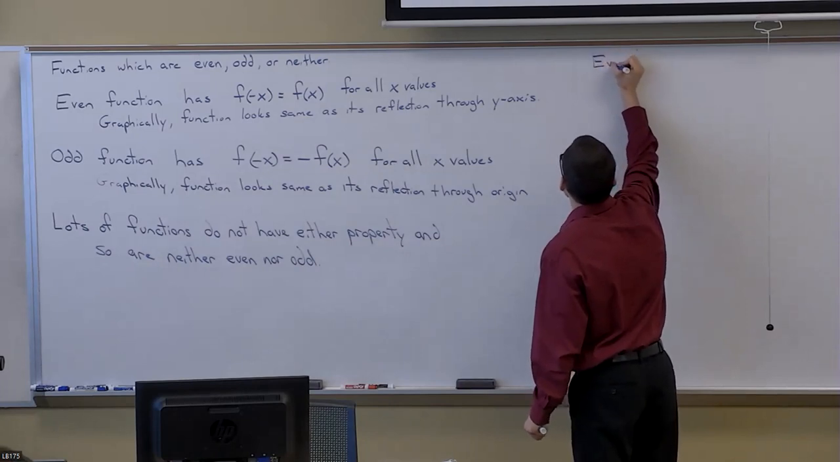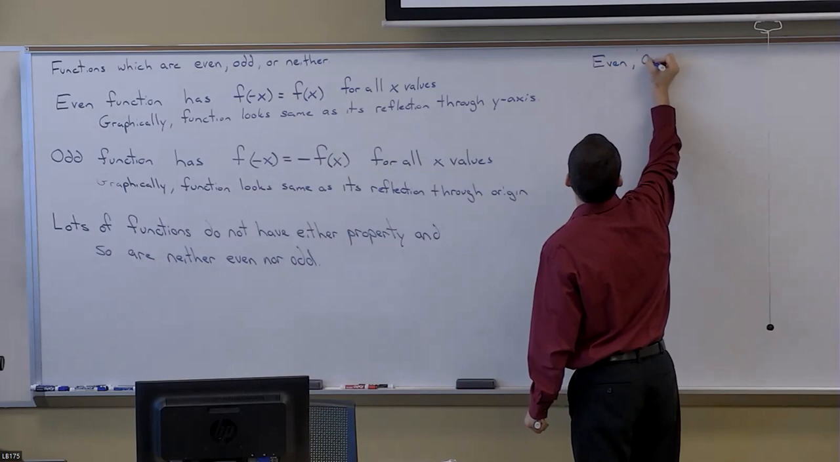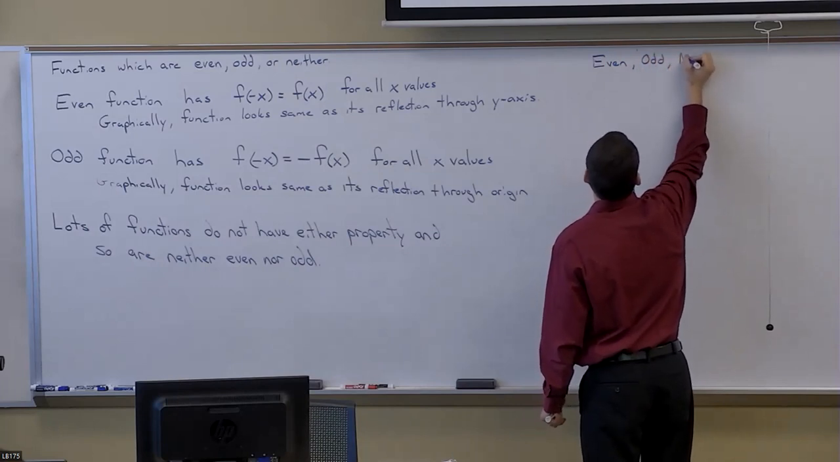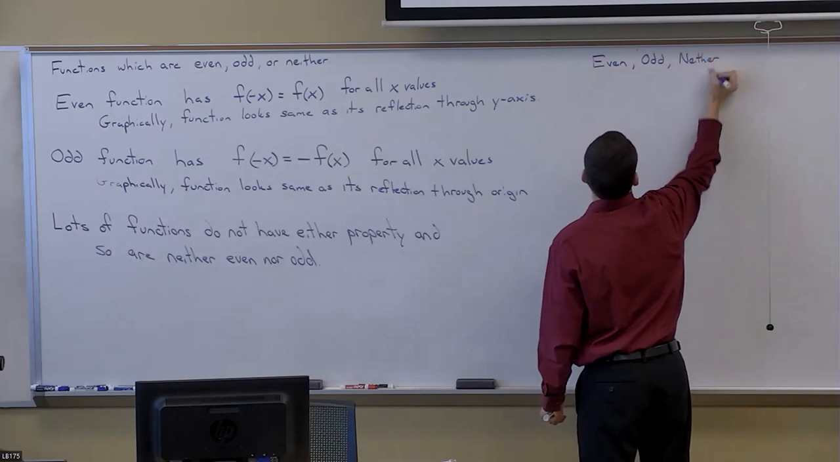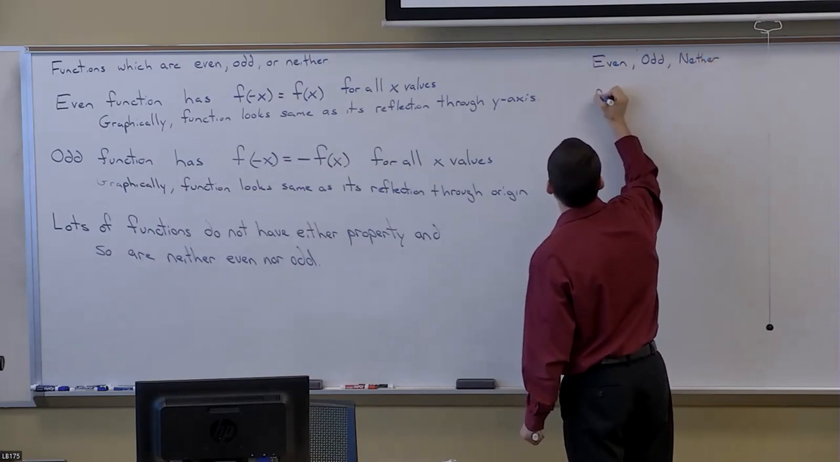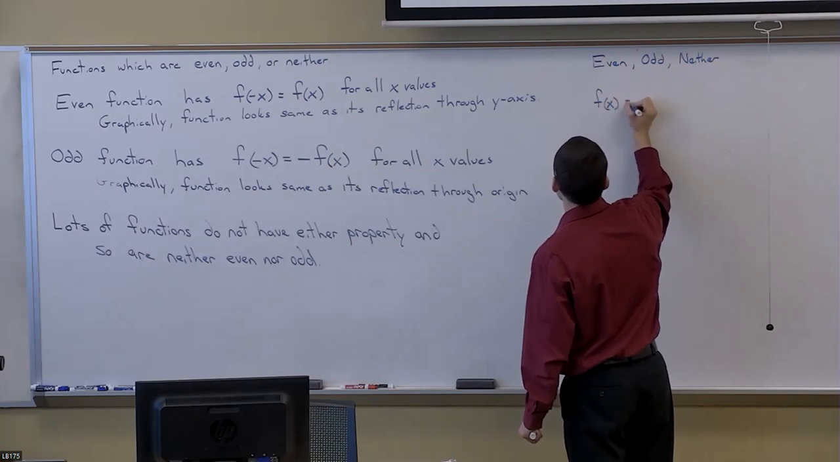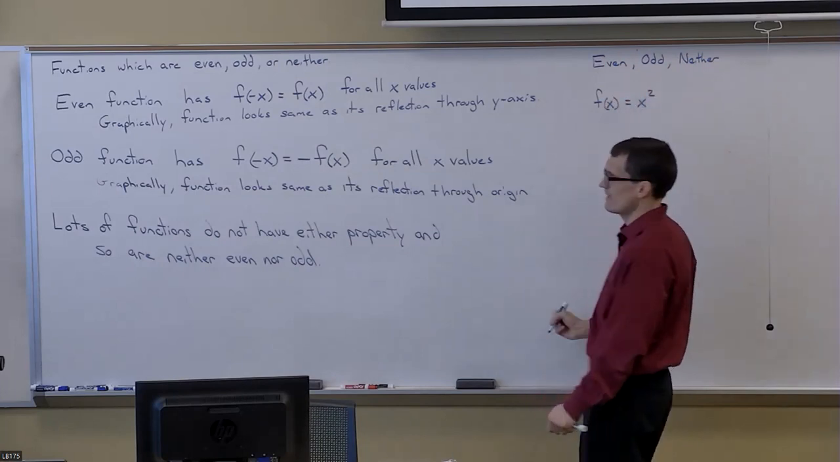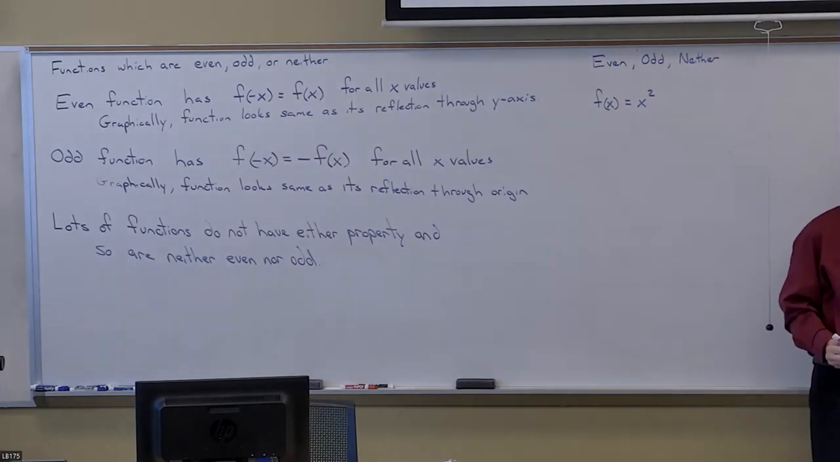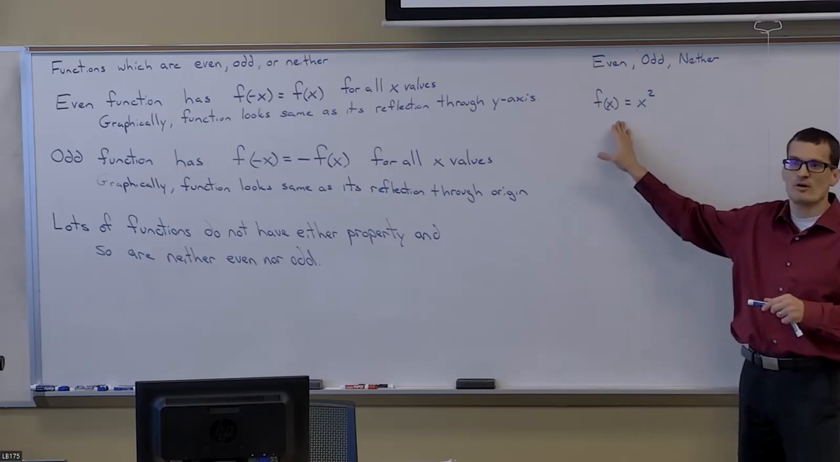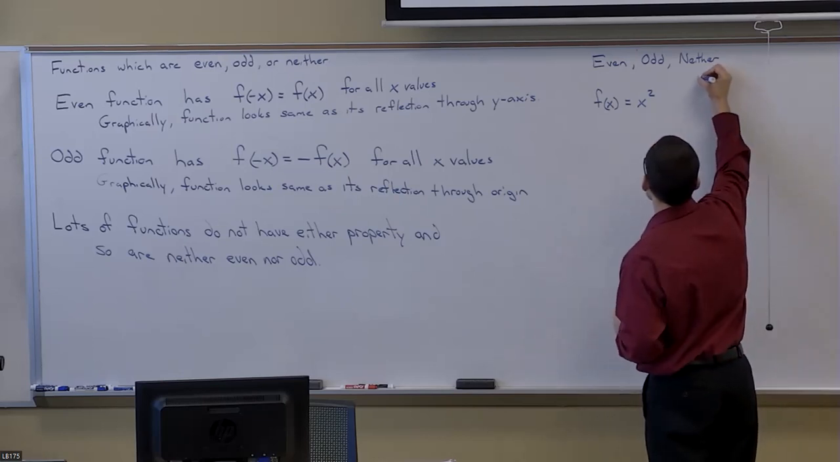Let me just ask. A function is even, odd, or neither. Let's take the function f of x equals x squared, so our base quadratic. You can do this one of two ways. You can look at the graph of the quadratic. That's the way I'll do it right now.